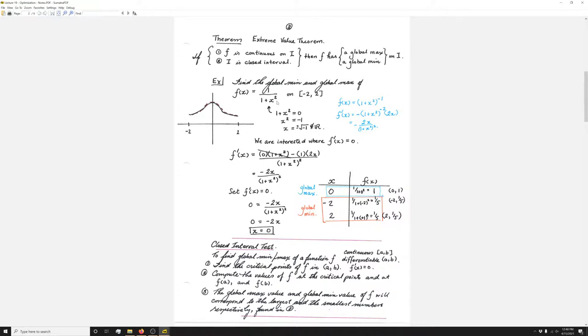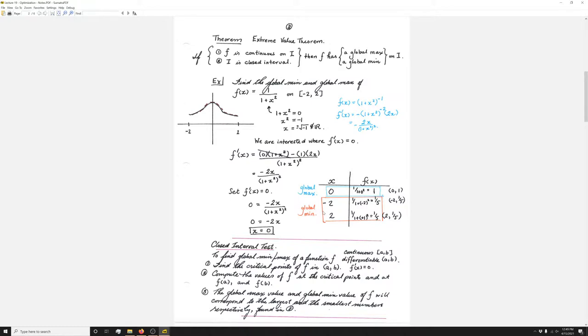So we have this function here. Essentially, what we want is where is the tangent flat? And if it's flat, then it's a candidate for being a minimum or a maximum. So that's why we're interested where it's equal to zero. When we solve for the derivative and set it equal to zero, we found that there was a critical point at x equals zero. So that makes sense here.